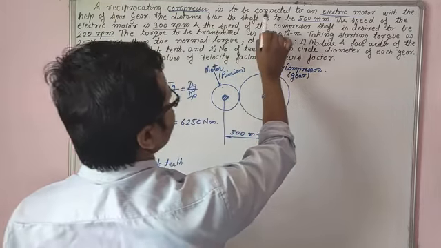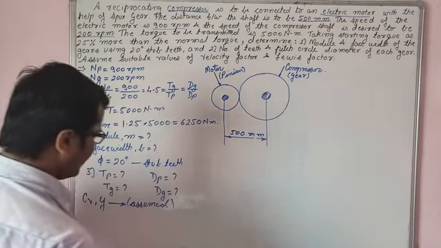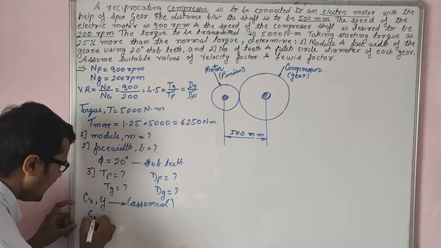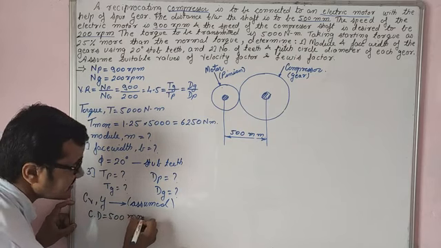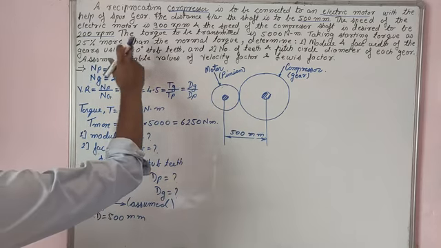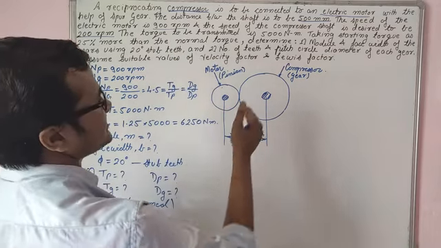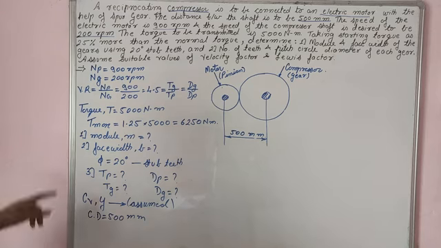A reciprocating compressor is to be connected to an electric motor with the help of a gear. The distance between the shafts is 500 mm. Distance between the shafts, that is the center distance, is 500 mm. The speed of the electric motor is 900 and the speed of the compressor shaft is, okay, all the data is with us.